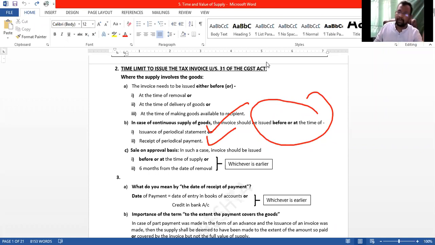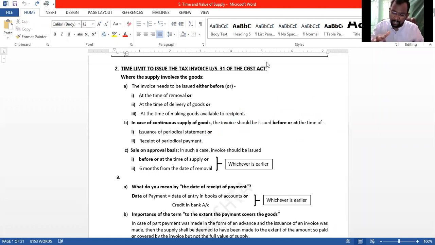ఈ 2 ఈవెంట్స్ లో ఏది ఎర్లియర్ గా ఉంటే ఆ ఈవెంట్ అప్పుడు నేను ఇన్వాయిస్ ఇష్యూ చేయాలి, లేదా ఆ ఈవెంట్ కి ప్రయర్ గా కూడా నేను ఇన్వాయిస్ అనేది ఇష్యూ చేయవచ్చు అండి. సో దిస్ ఈస్ ద టైమ్ లిమిట్ ఫర్ ద ఇష్యూయన్స్ ఆఫ్ ఇన్వాయిస్ ఇన్ ద కేస్ ఆఫ్ సప్లై ఆఫ్ గూడ్స్. ఎనీ డౌట్స్?